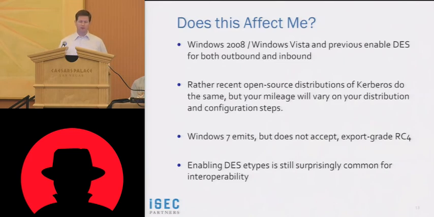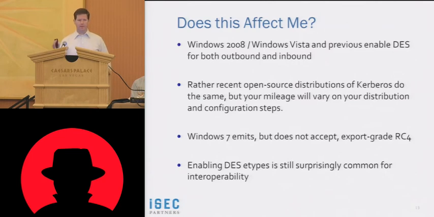Windows 7 emits but does not accept export grade RC4. You can have a Windows 7 client emit a 56-bit encrypted timestamp. It doesn't do you a whole lot of good because it doesn't help you get the password any faster than that R128 version. Similarly, the client or the DC will not accept that authenticator as proper authentication.